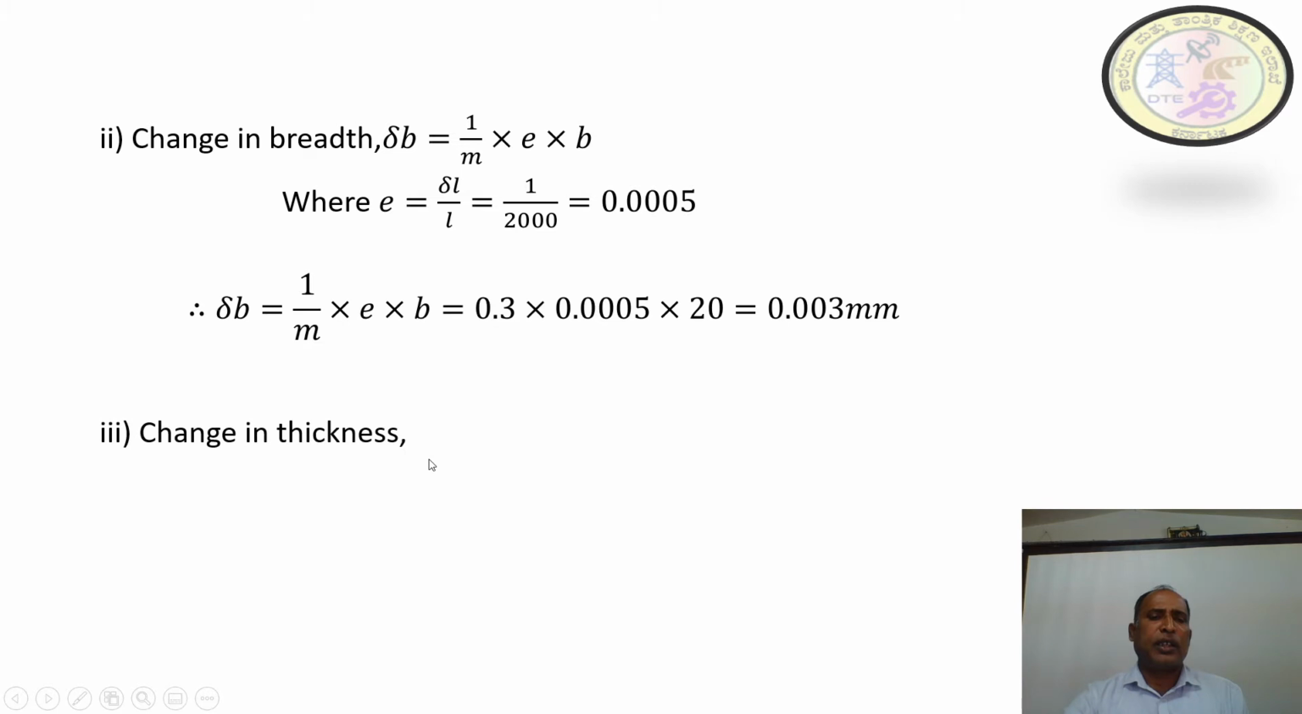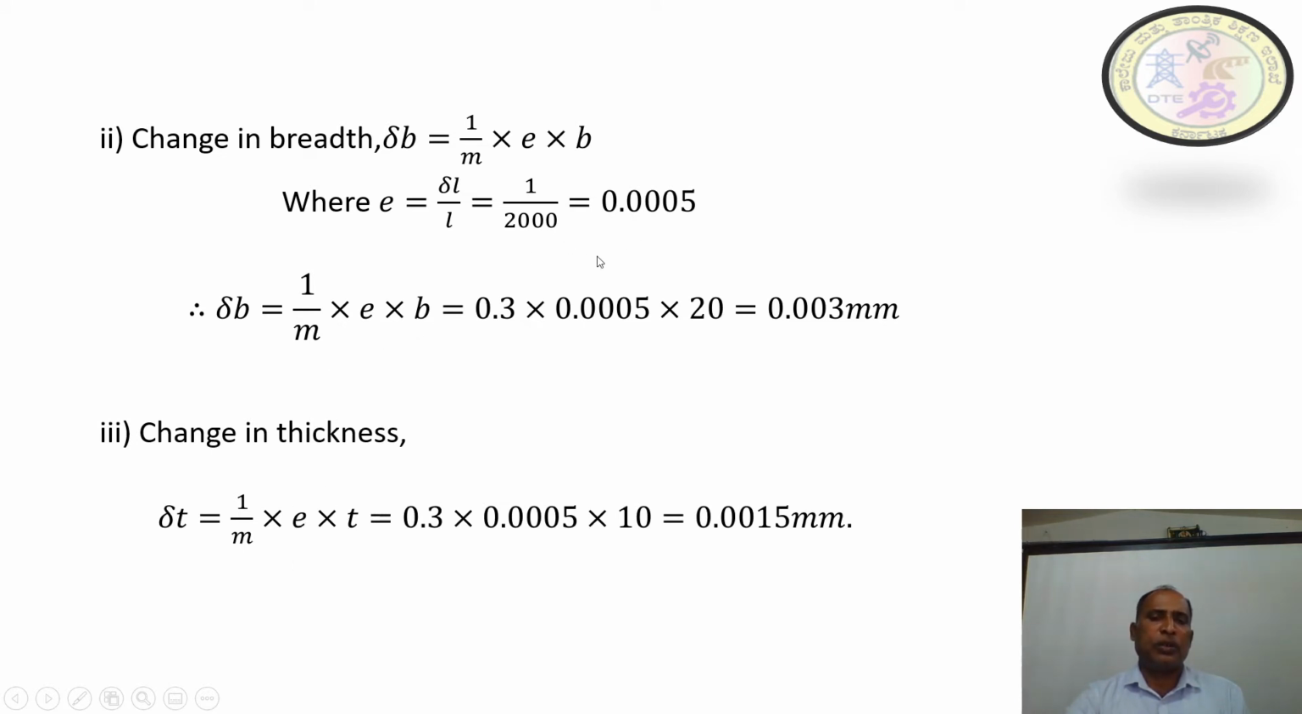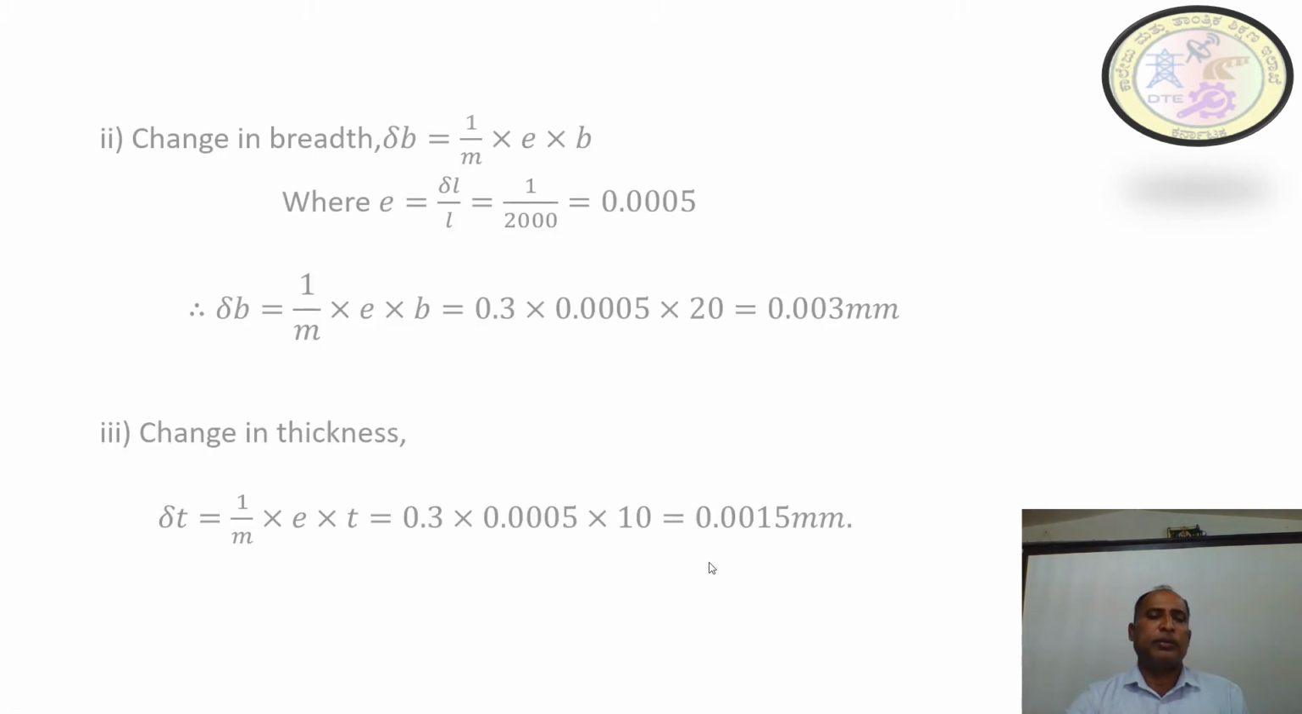Next, change in thickness. As we know, delta T is equal to 1/m into e into T. Now just substitute the value of 1/m, e, which we have already calculated as 0.0005, and the value of thickness. So therefore delta T is equal to 0.0015 mm.